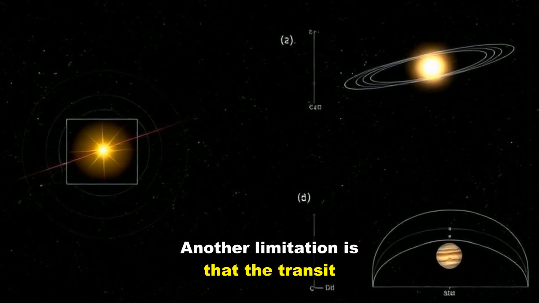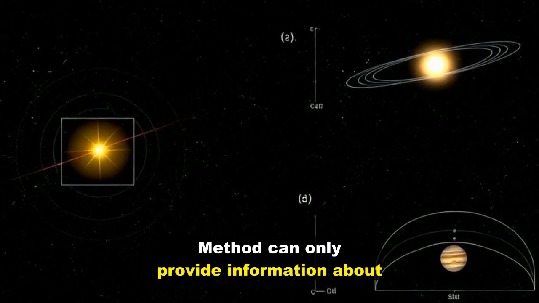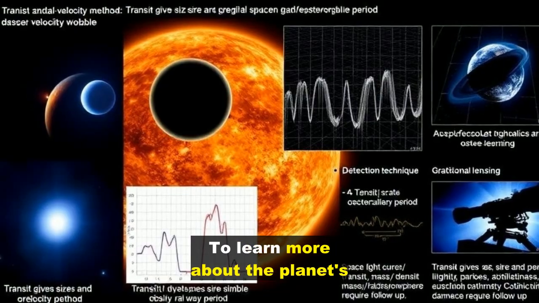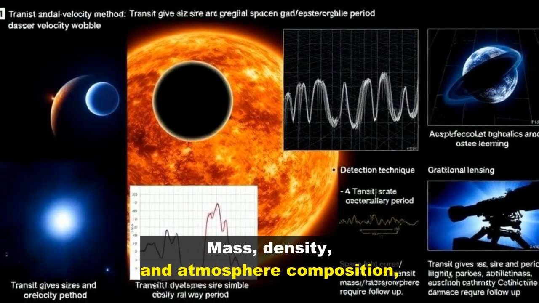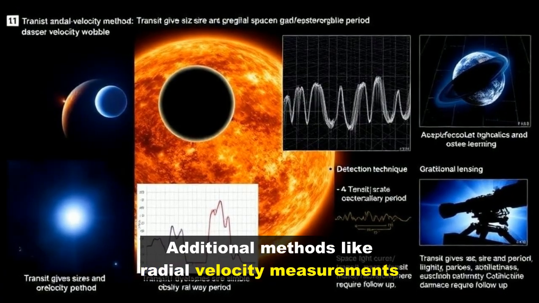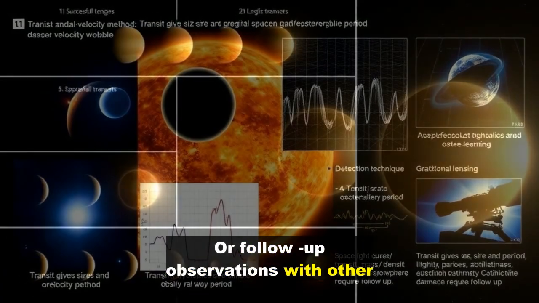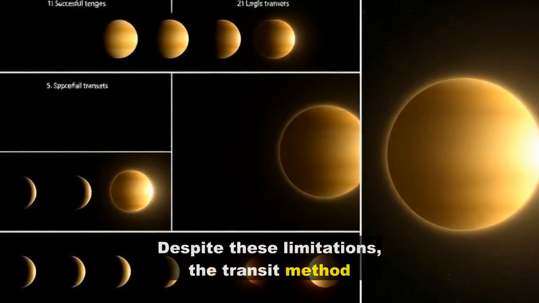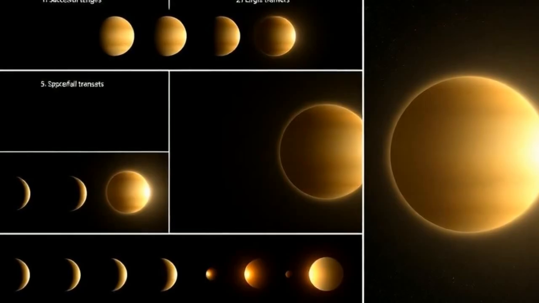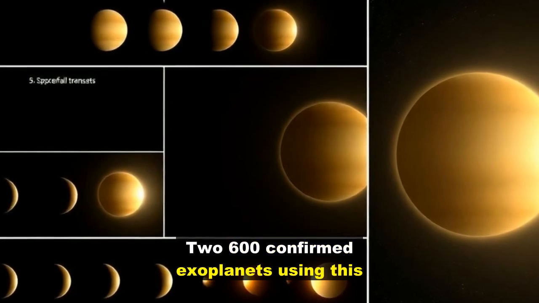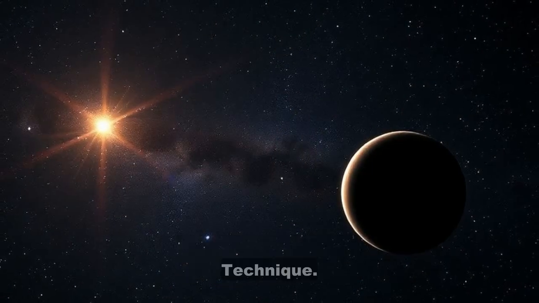Another limitation is that the transit method can only provide information about the planet's size and orbital period directly. To learn more about the planet's mass, density, and atmospheric composition, additional methods like radial velocity measurements or follow-up observations with other telescopes are needed. Despite these limitations, the transit method has been incredibly successful. Kepler, for example, has discovered over 600 confirmed exoplanets using this technique.